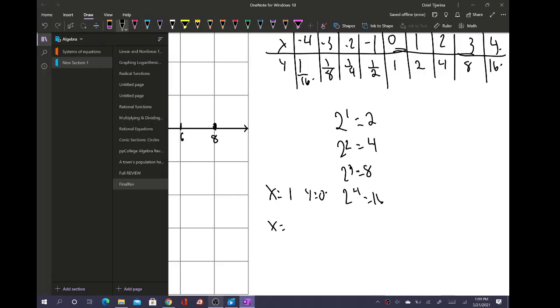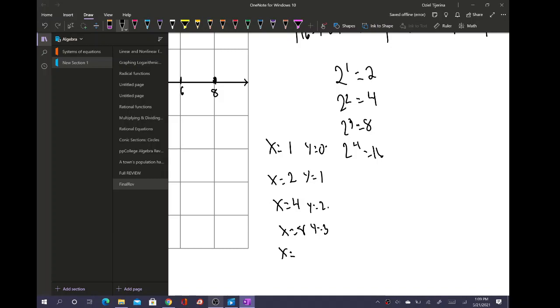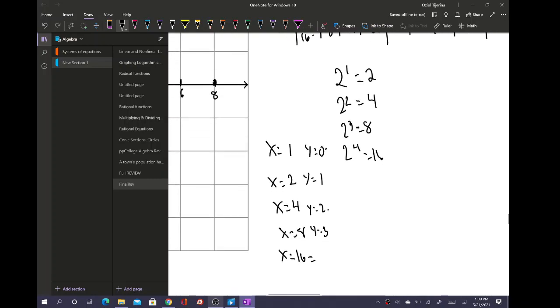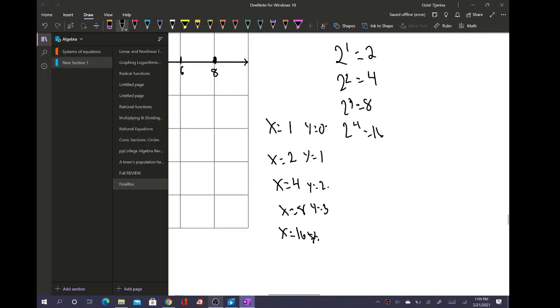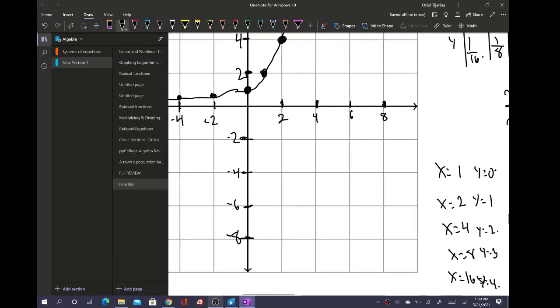When x equals 2, y equals 4, or excuse me, y equals 1. When x equals 4, y equals 2. When x equals 8, y equals 3. And when x equals 16, which is off the grid, but still, y equals 4, right? So we can plot those.